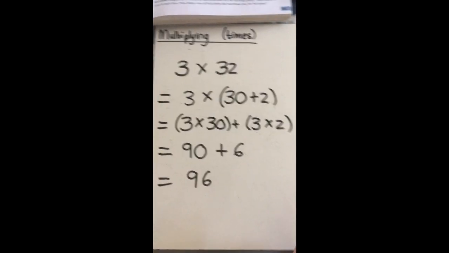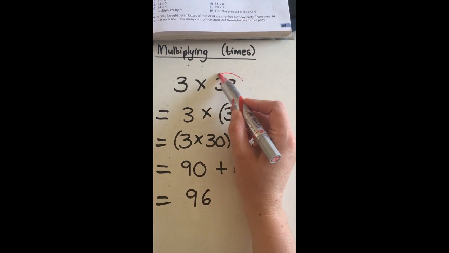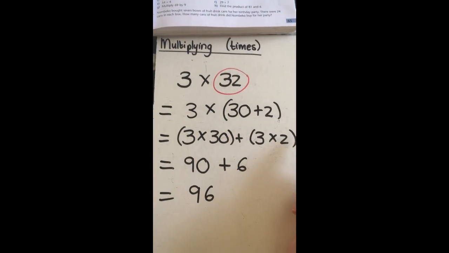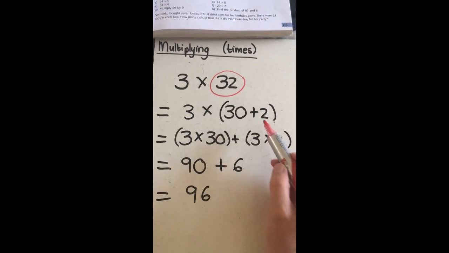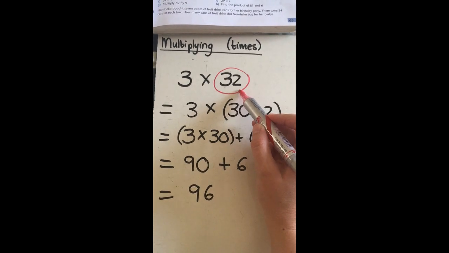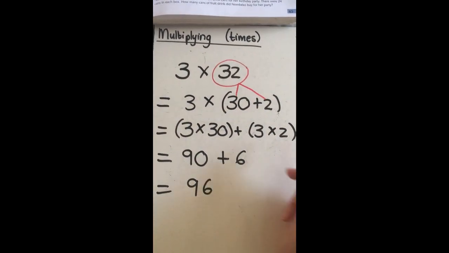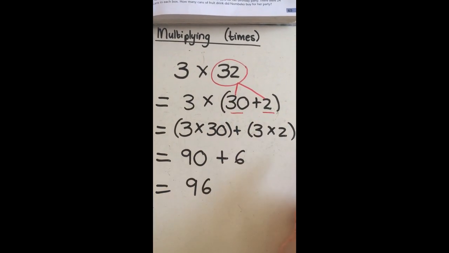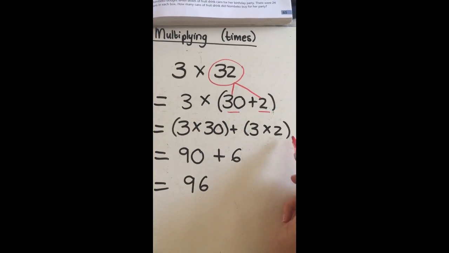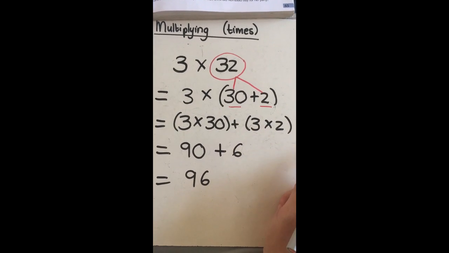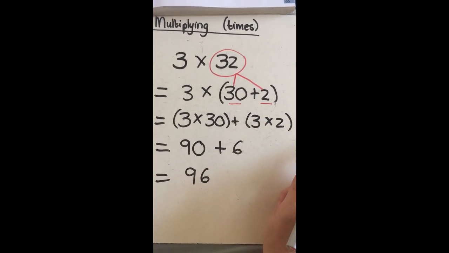The important thing to remember is that the double-digit number needs to be broken up into tens and units. In this case, 32 can be broken up into 30 and 2, which is the tens and the units. So that's what we do on the first line. We just break it up into tens and units.